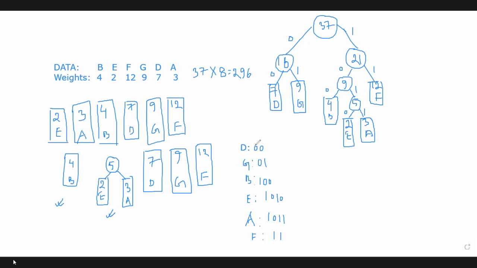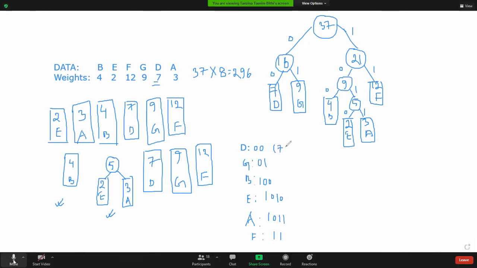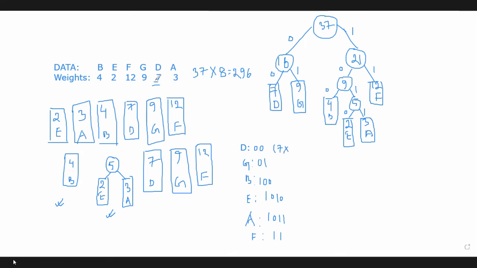So what will be the total amount of bits needed for D? The weight of D is 7. That means in that message there are 7 D. For sending 1 D, we need 2 bits. So for sending 7 D, how many bits do we need? Calculate weight times path length. Now its weight is 7 and its path length is 2. And now we are considering each of these bits in the path length. So 7 into 2 equals 14. This is the total amount of bits needed for sending all the Ds.